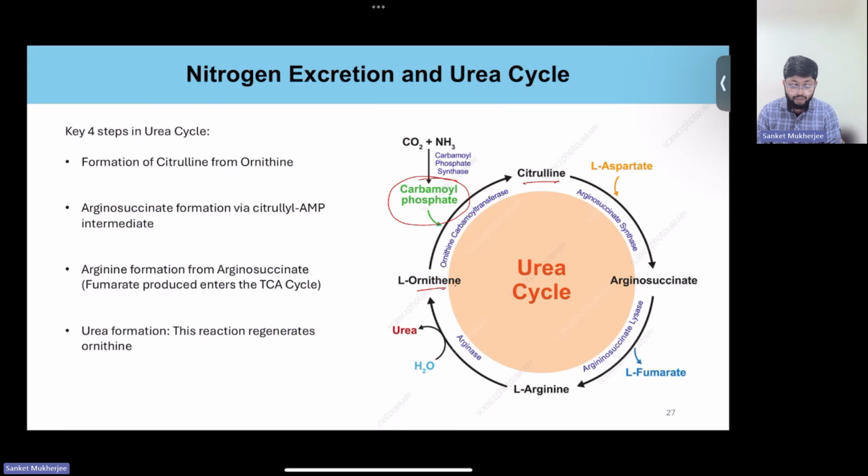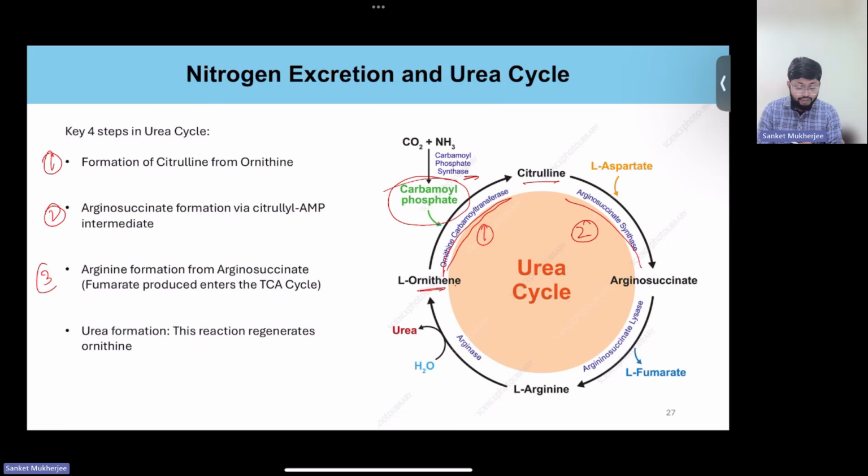Okay, carbamoyl phosphate synthase, that is the enzyme. Ornithine carbamoyl transferase converts carbamoyl phosphate and ornithine together into citrulline. Arginosuccinate, this is the first step, that is here. Arginosuccinate forms via a citrulline-AMP intermediate, and here we have arginosuccinate synthase, the enzyme is 2.